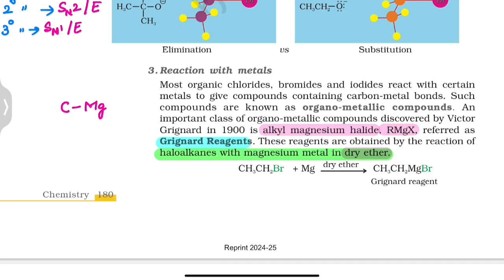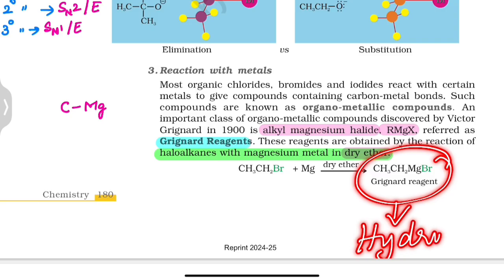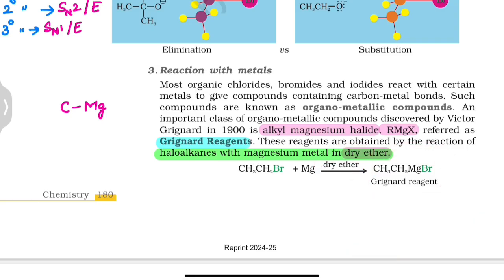These reagents are obtained by reaction of haloalkane with magnesium metal in dry ether. This is very important. We are using dry ether condition, meaning water content should be absent. Why should the water content not be there? If water content is present, this will be converted back to hydrocarbon. This can be asked, the reason why it should be under dry condition. If moisture is present, this will be converted into hydrocarbon. Therefore, we are using dry ether.